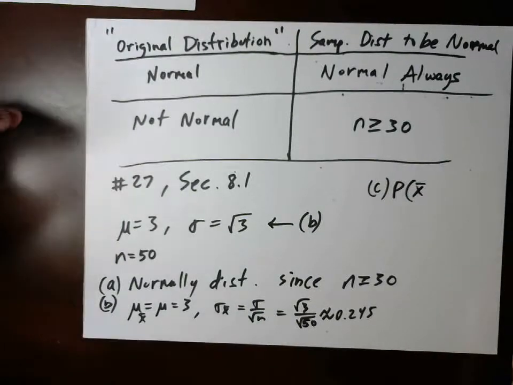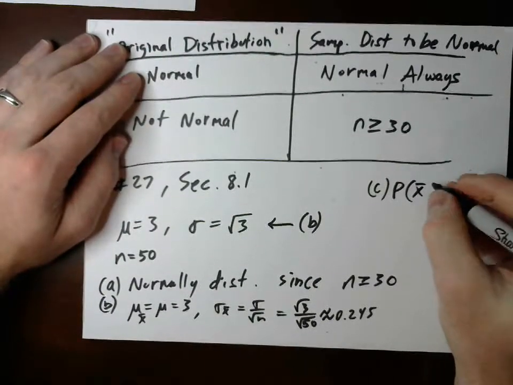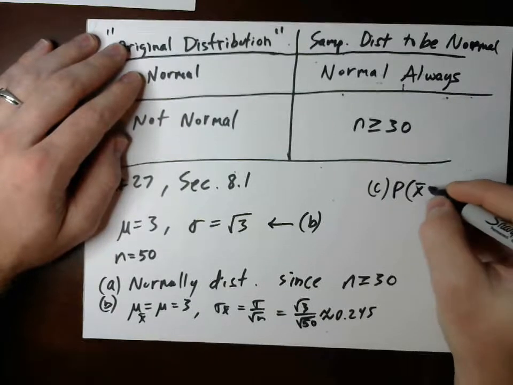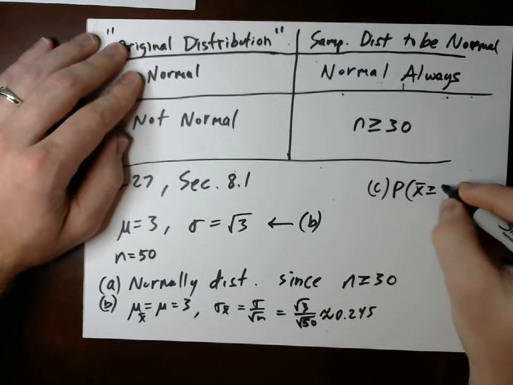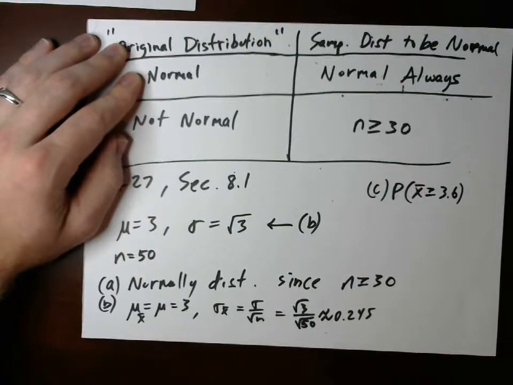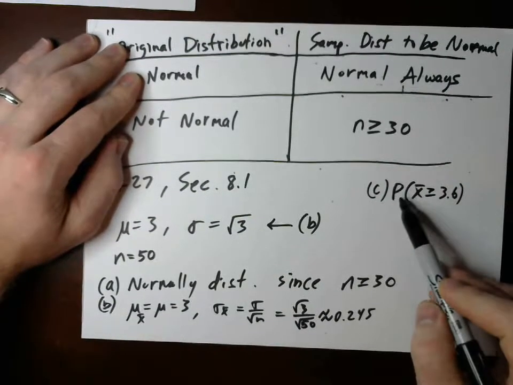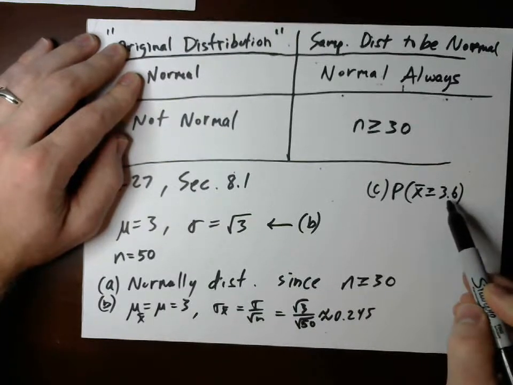So what is the probability that it's saying mean? What's the probability that the sample mean is at least, greater than or equal to 3.6? That's what it's asking. What's the probability that the sample mean will be greater than or equal to 3.6?